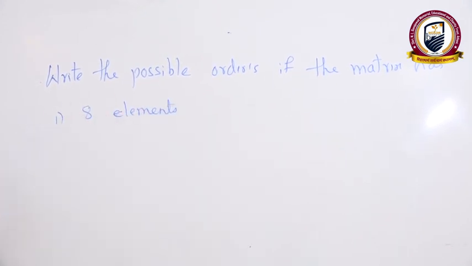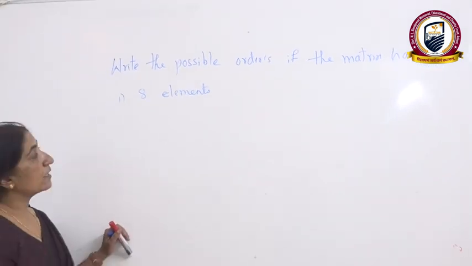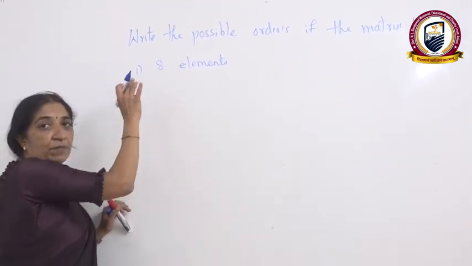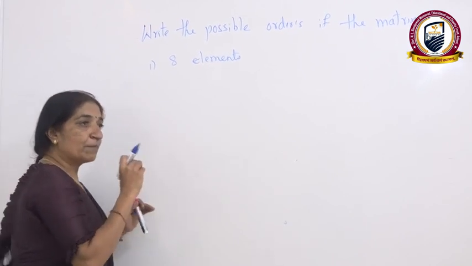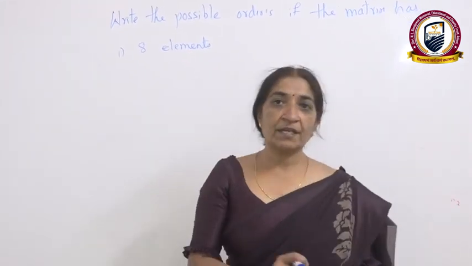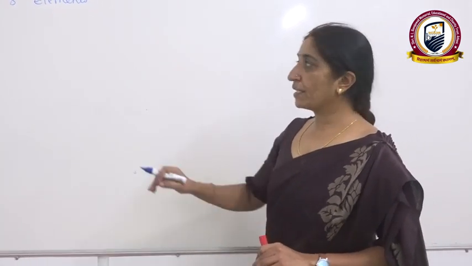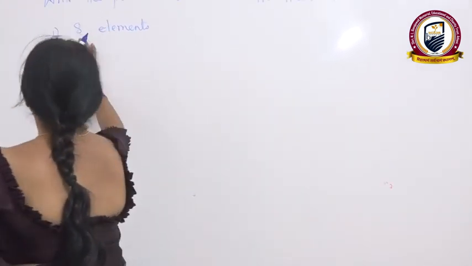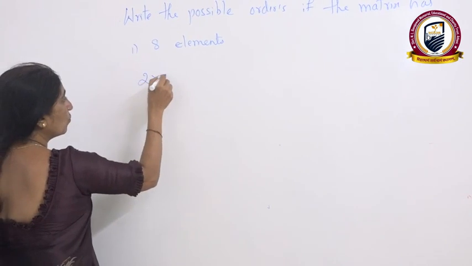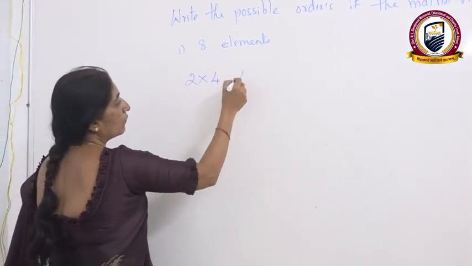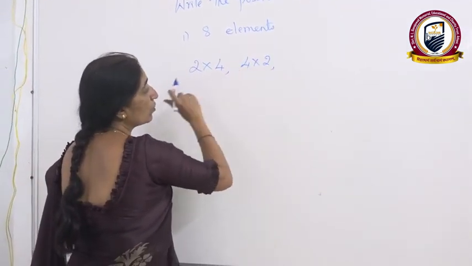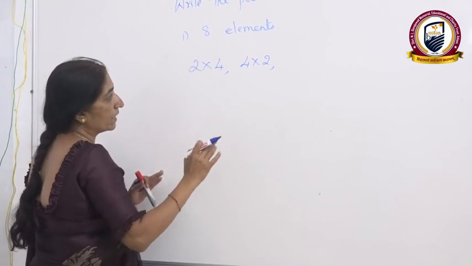Write the possible orders of the matrix if the matrix has 8 elements. That means you have to split the number 8 such that the multiplication of two numbers will be 8. All possible orders we have to split. For example, 8 will be split as 2 into 4 and 4 into 2. Without missing, you have to write all the splittings.